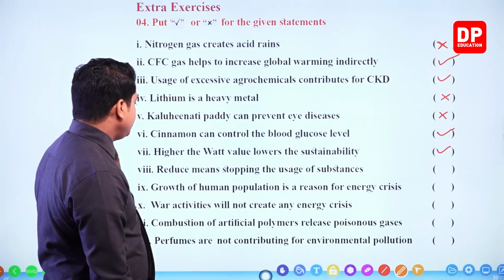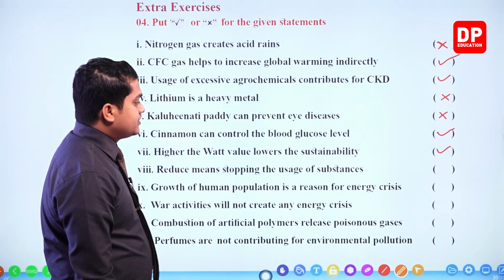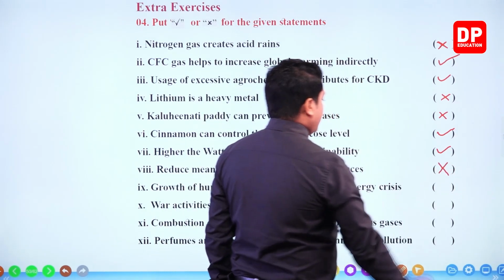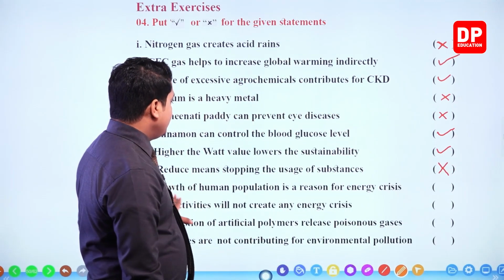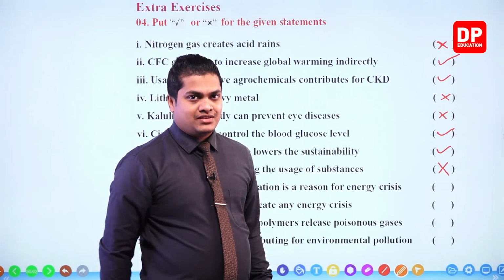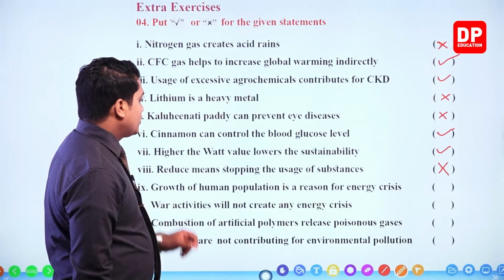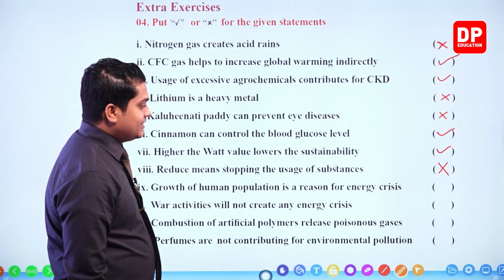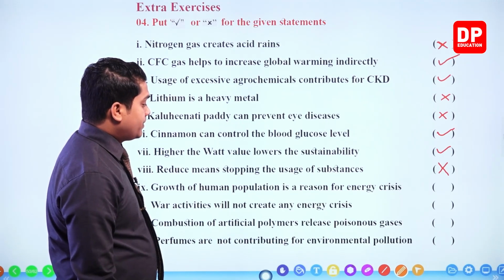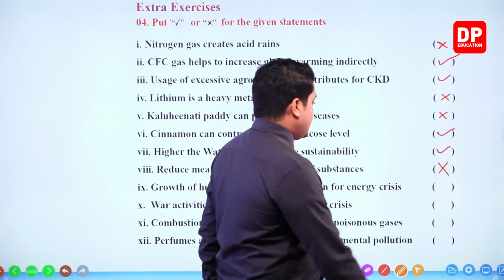Next one. Reduce means stopping the usage of substances. Totally incorrect. Reducing does not mean stopping. Reducing means reduction, that means minimizing. Okay, right there. The next one. Growth of human population is a reason for energy crisis. Yes, that is correct, right? Why is that?